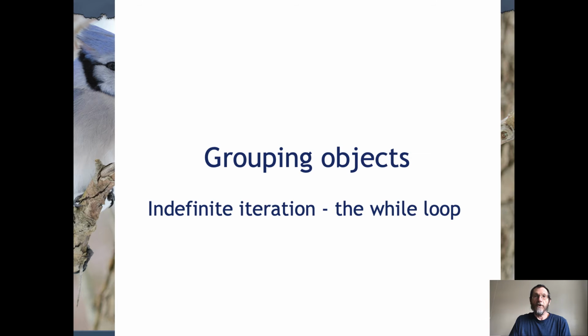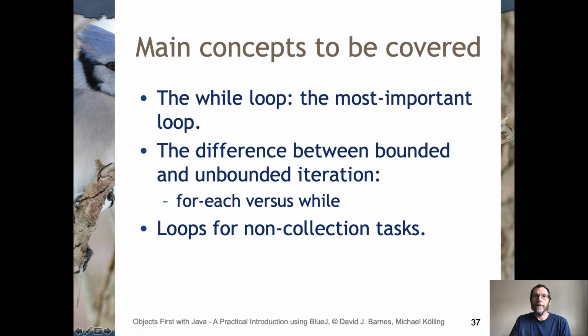In this video we're going to continue looking at material in chapter 4 on grouping objects, and we're going to introduce the while loop. The while loop really is the most important loop that you're likely to use in Java, and we're going to look at it in particular because it illustrates the difference between bounded iteration, as we've seen with the for each loop, and unbounded iteration.